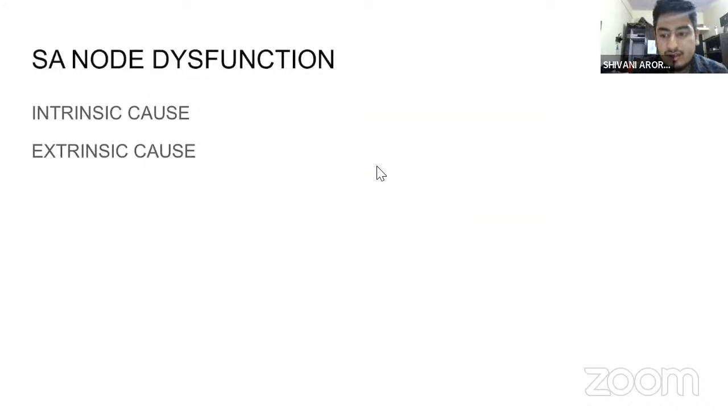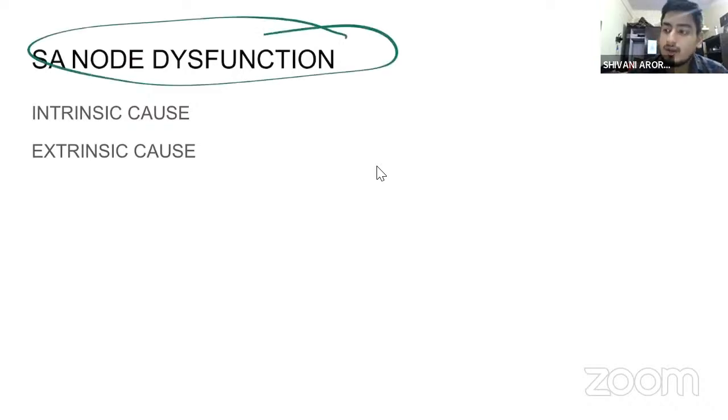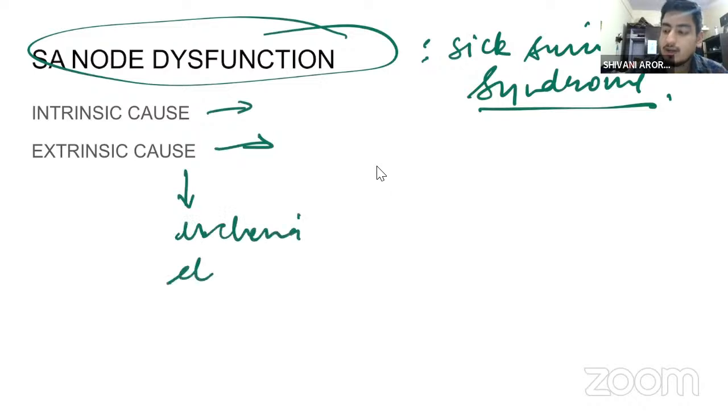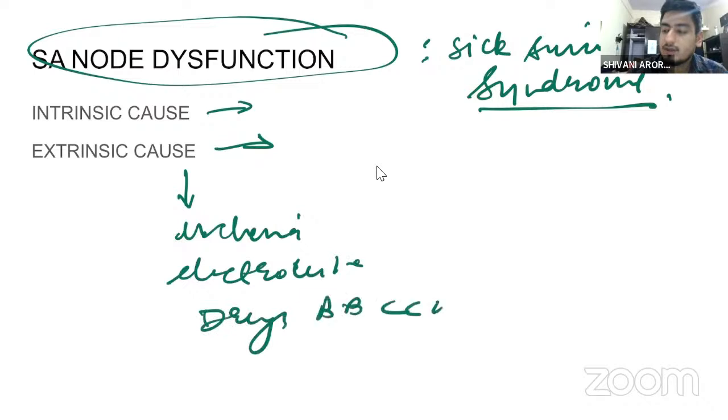So till now we have discussed AV nodal dysfunction. Now we will discuss SA node dysfunction, which is also known as sick sinus syndrome. Here, for SA node dysfunction, again we have intrinsic causes and extrinsic causes. In extrinsic causes, we can have ischemia, electrolyte imbalances, drugs like beta blockers, CCBs. Extrinsic causes are mostly reversible, and we have to look for reversible causes initially.